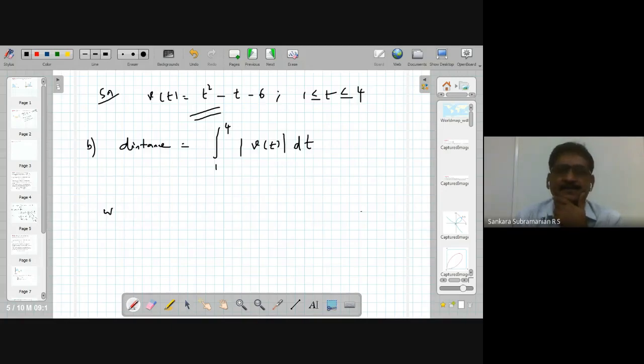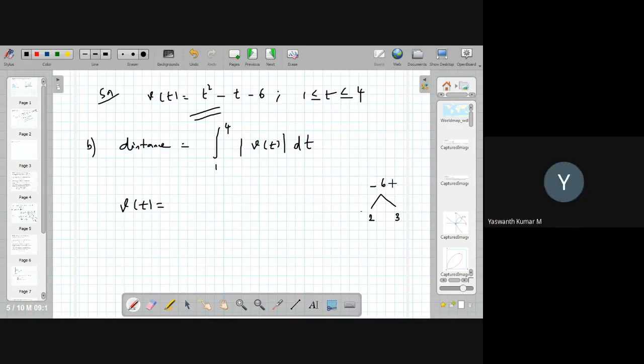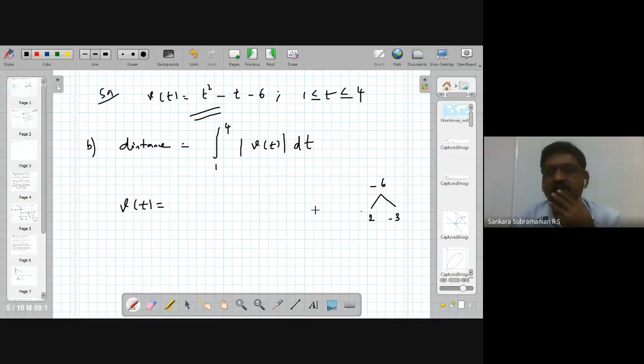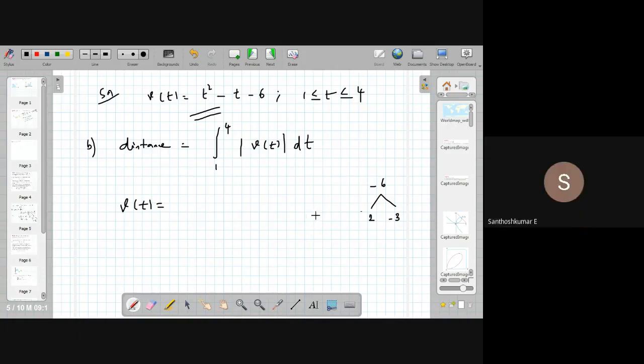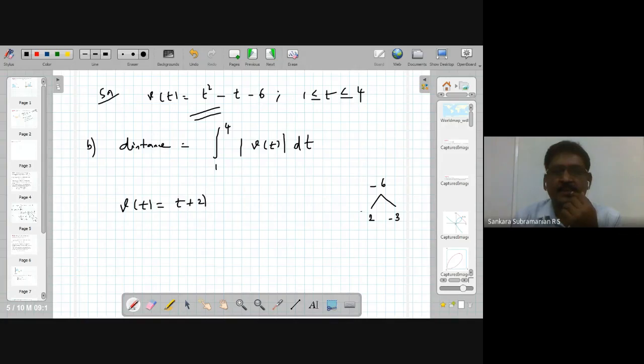We know that modulus has two values, negative as well as positive, depending on whether this is greater than 0 or less than 0. So let us go with V of t. Can we simplify this V of t? Factorize it. In order to get minus 6, you multiply two terms: minus 3 and plus 2. 3 2s are 6, and you get minus 1. So this is t plus 2 into t minus 3.